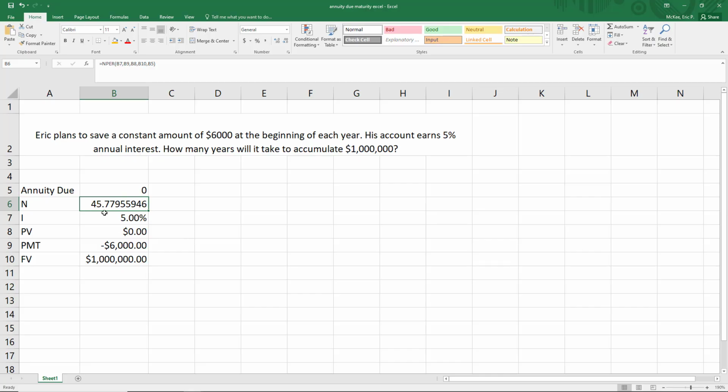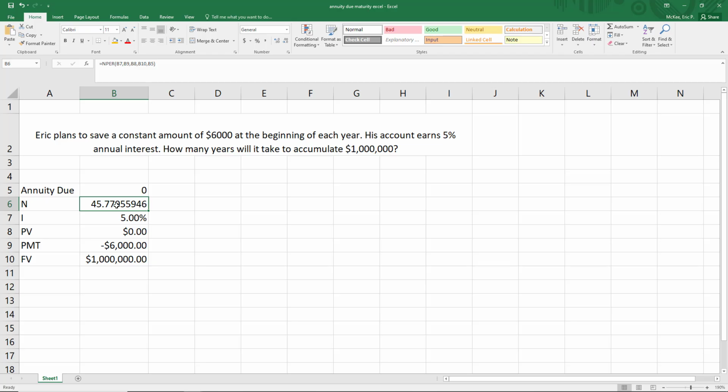And as you can see, my number is updated. It's now 45.7. It's gone up by a little bit. Shouldn't be surprising anyways, because if we pay at the beginning of the year, that's an extra year every payment has to accumulate. If I pay at the end of the year, which would be an ordinary annuity, I have one less year, so I need more time to reach that same 1 million, and that more time is, roughly speaking, an extra year.